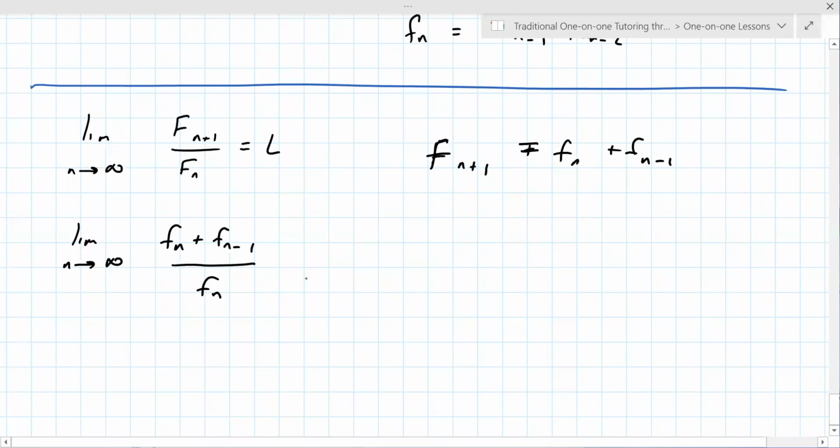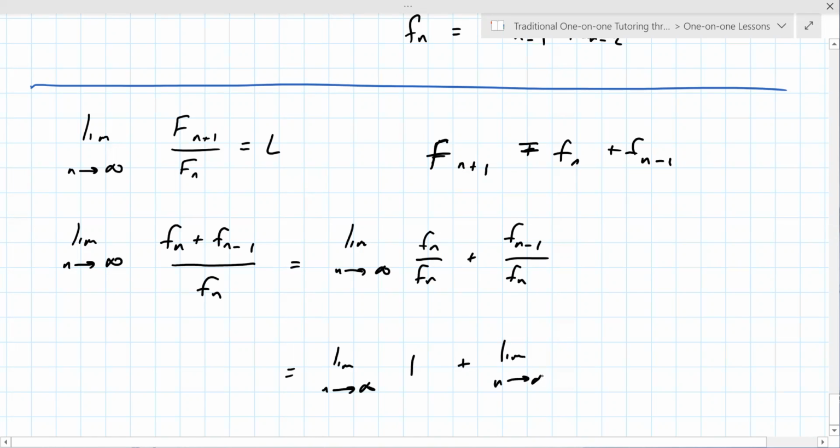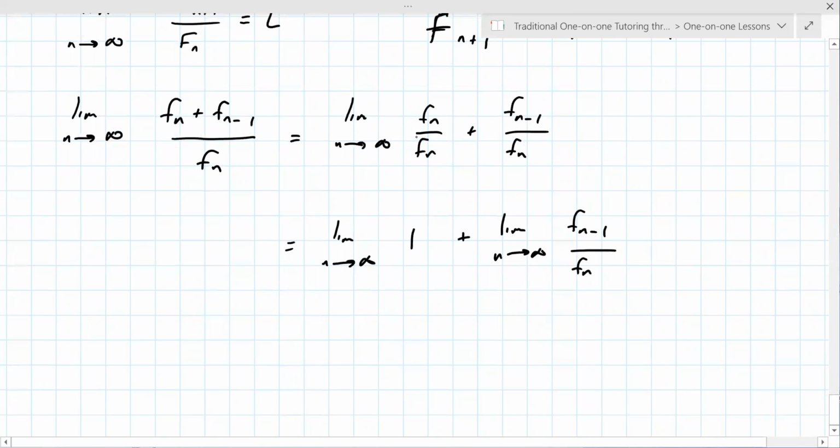And then this equals the limit as n goes to infinity of fn over fn, plus fn minus 1 over fn, which is equal to the limit as n goes to infinity of 1, plus the limit as n goes to infinity of fn minus 1 over fn. So all I did, from this step to this step, was divide, and then I added the limit to this other thing on the right.